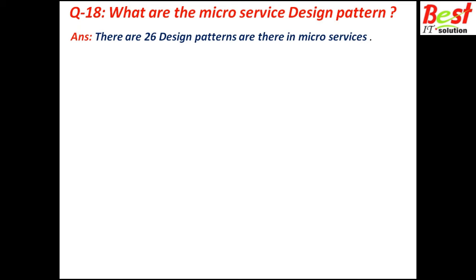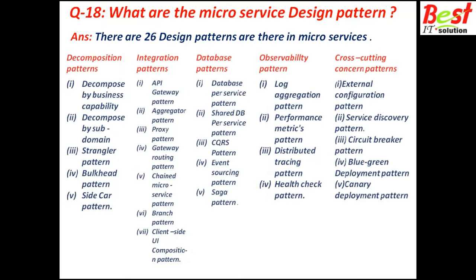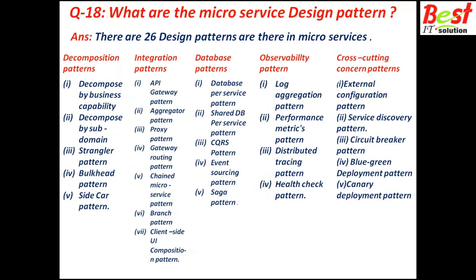Our next question is, what are the microservice design patterns? There are 26 design patterns in microservices, but if we say only four or five, it is sufficient. These design patterns are divided into five main categories: decomposition patterns, integration patterns, database patterns, observability patterns, and cross-cutting concern patterns.